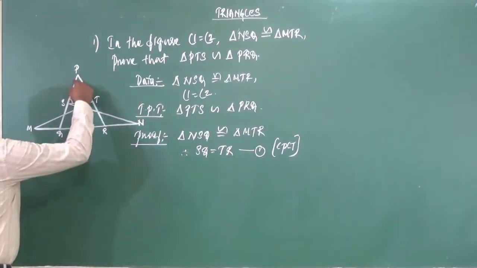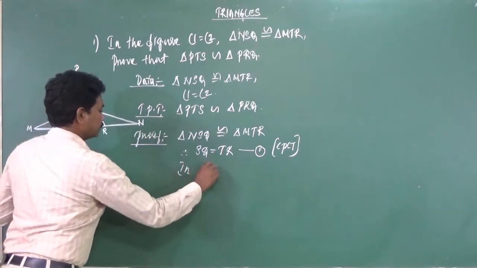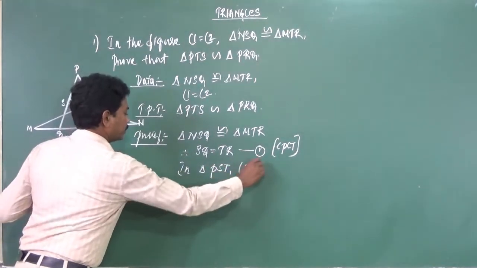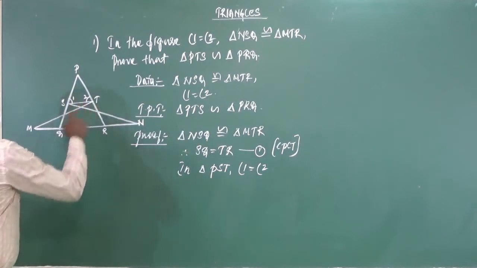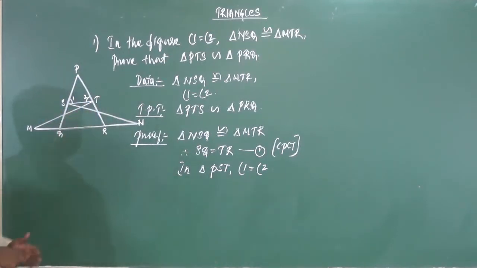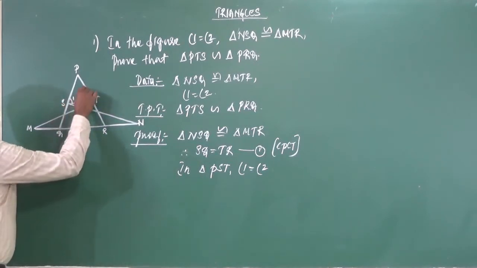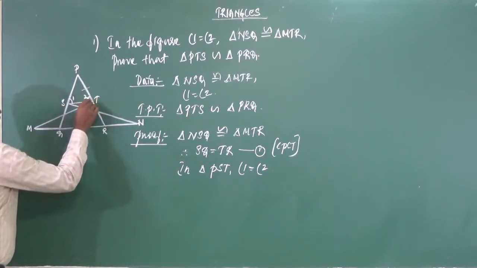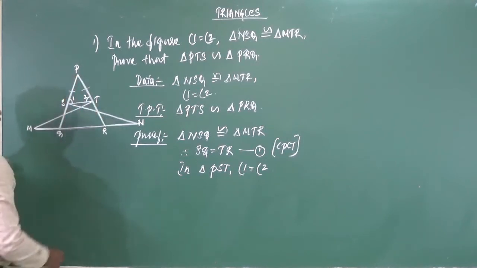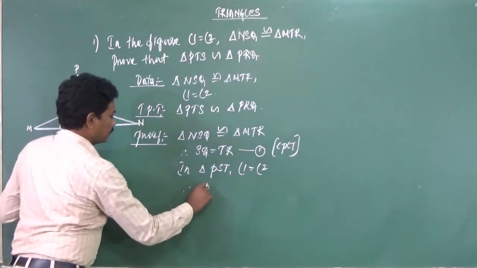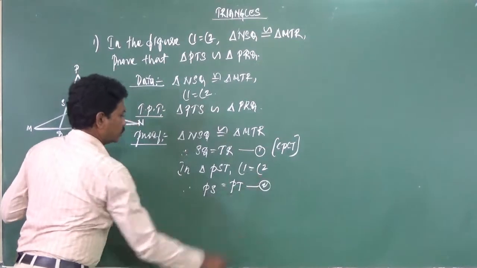Now in triangle PST we have angle 1 equal to angle 2, that's given in the data. As triangle PST has angle 1 equal to angle 2, therefore triangle PST is an isosceles triangle. So the side opposite to angle 1 is PT, and the side opposite to angle 2 is PS. Therefore PS is equal to PT. Take it as equation 2.